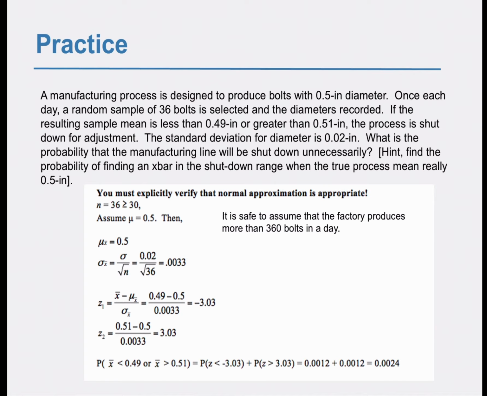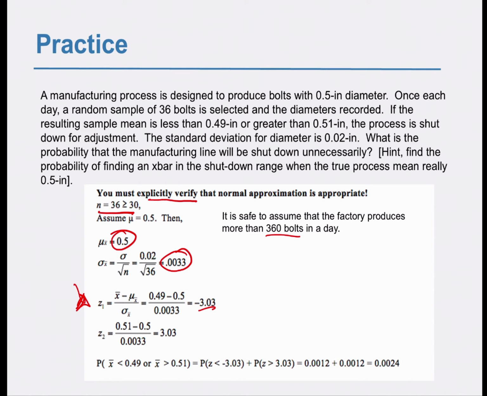Right? So, you have to explicitly verify that we can use the normal approximation. So, n is greater than 30, and it is safe to assume the factory produces more than 360 bolts in a day. So here they found the z-score, right? So here's our standard deviation, here's our mean. They found the z-score and then did the normal CDF that way.